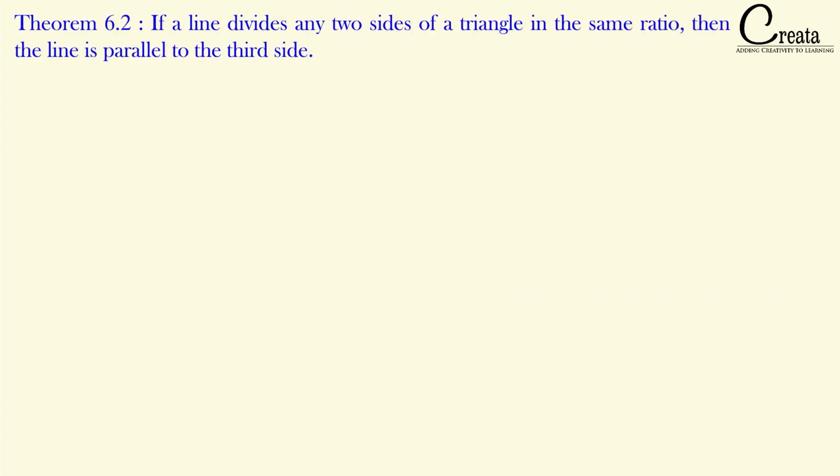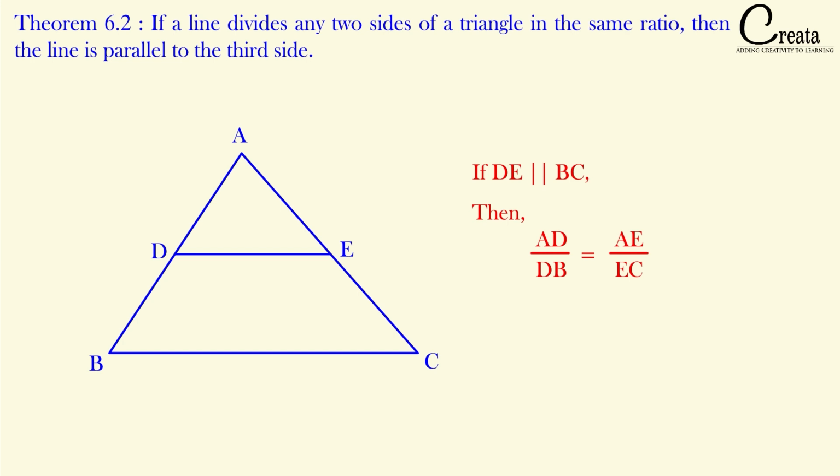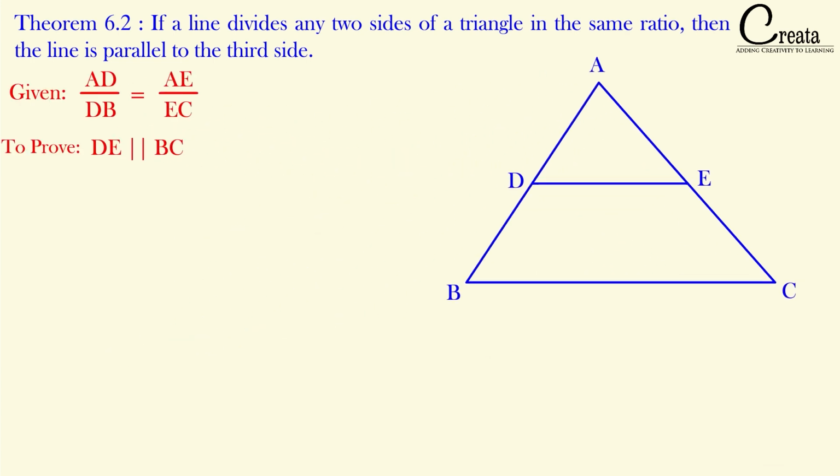Let's move further and let's do the converse of this theorem. That is very simple. Converse means opposite of the theorem, that is theorem 6.2. The theorem 6.1, the BPT theorem, is saying if two lines are parallel, then these ratios will be equal. Now the converse is that if these ratios are equal, then these lines will be parallel to each other. Okay, that is the converse. Let's do it. We will do it very fast.